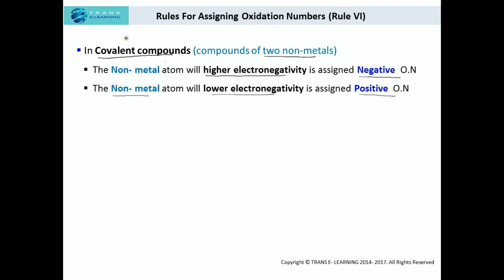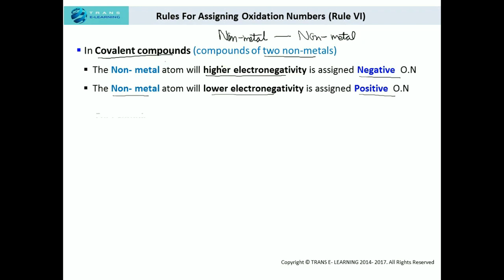So when we are talking about the covalent compounds, we are talking about compounds which consist of two non-metals. This is like one non-metal, then we have another non-metal. So in this case also, the non-metal which will have higher electronegativity will be given negative oxidation number, and the one with the lower electronegativity is given positive oxidation number.